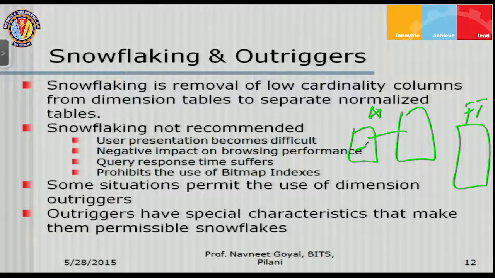So if I want to constrain on some attributes here, I'll have to come through this particular table to reach the fact table. So query performance suffers because of the additional join, and it prohibits the use of bitmap indexes, because when you normalize, you are basically taking the low cardinality attributes away. And when you take low cardinality attributes away, you are also losing the opportunity to create bitmap indexes on them.